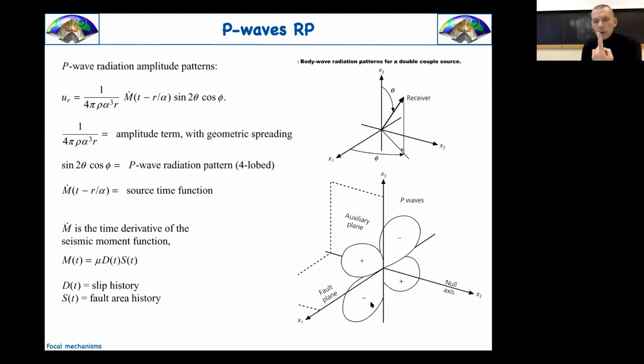And one of them is the fault plane, the other one is the auxiliary plane, T and P. From the point of view of the radiation itself, we cannot distinguish them. This is due to the symmetry of the moment tensor.